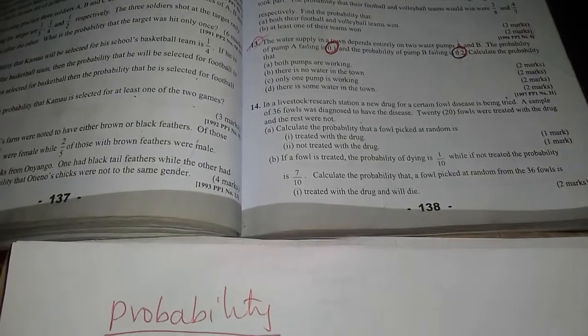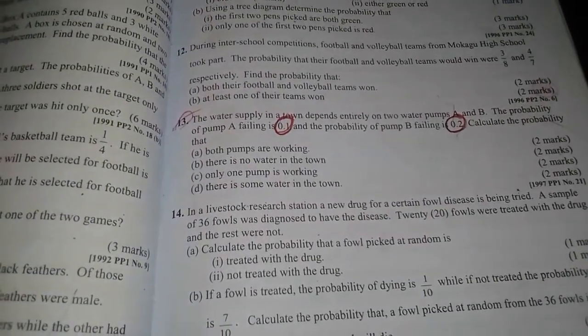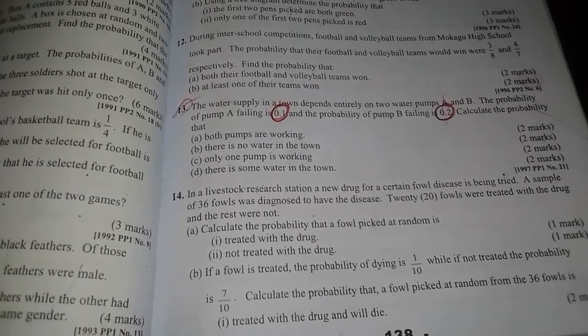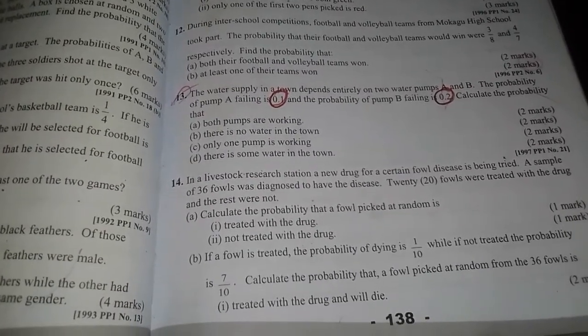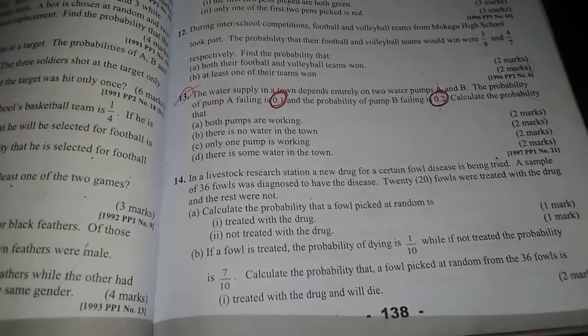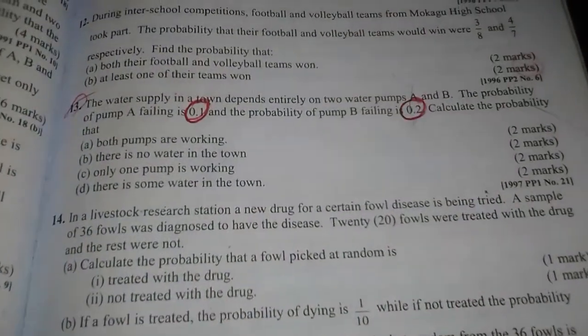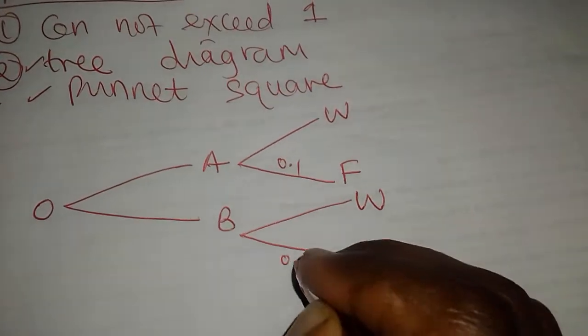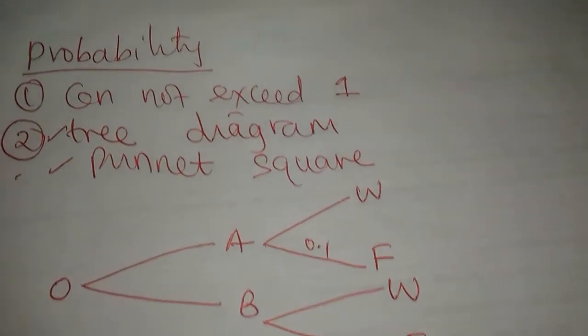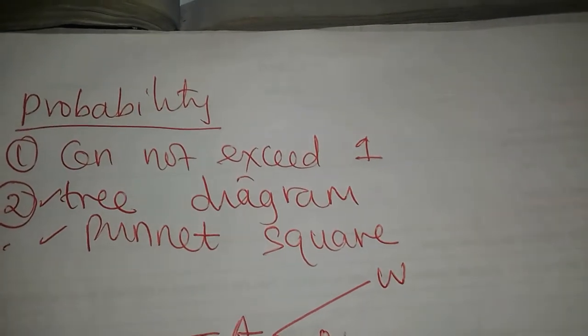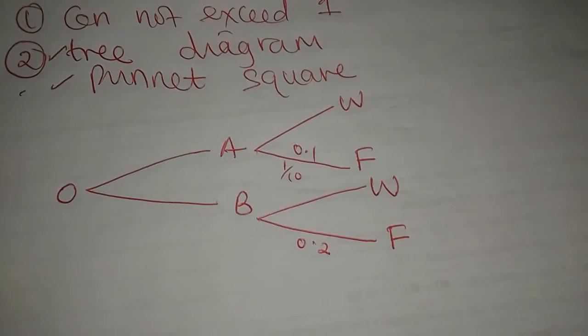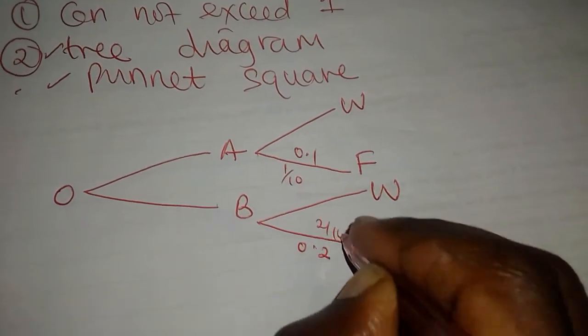So I'm just going to say A failing is that, B failing is that. I can use the same values as far as what the question is giving me is concerned and say that A is not working, so that means it has failed. And the probability of A failing is 0.1. Good. Then I can come back to the question. The probability of B failing is 0.2. So B failing, 0.2. Good. So I can use decimals or even fractions. I can even say 1 over 10. Look at that. Or 2 over 10.